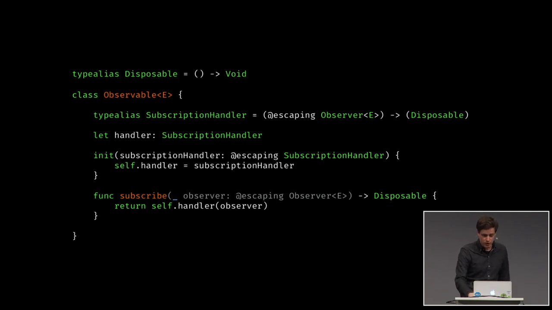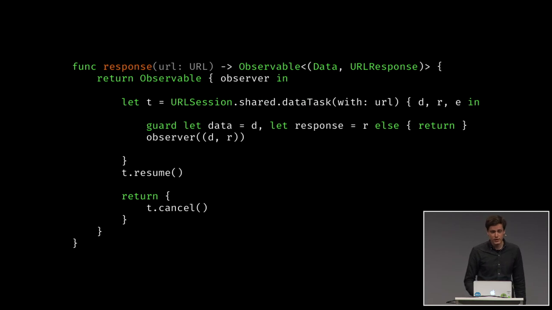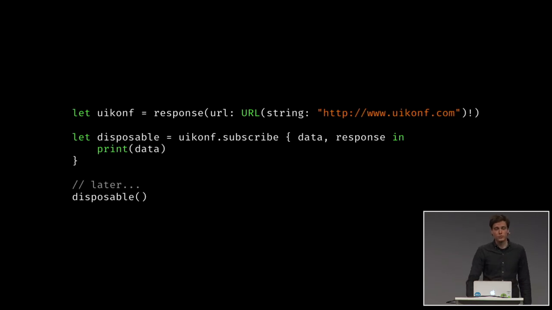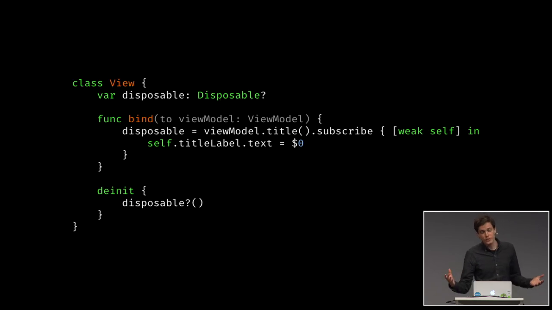So, at the subscription handler side, at our network request, it looks something like this. Before, we didn't return anything. Now we return a closure that, when you call it, will cancel the task. And moments later, the completion handler of the data task will be released, and consequently also the observer. And at the usage side, when we call subscribe on the UIKonf observable, we store the disposable so we can call it later when we don't need it anymore. In practice, this would look something like this. For example, in a view, when you bind it to the view model to receive updates about the title, you save the disposable, and whenever the view is deinitialized, you stop receiving updates because you call the disposable.